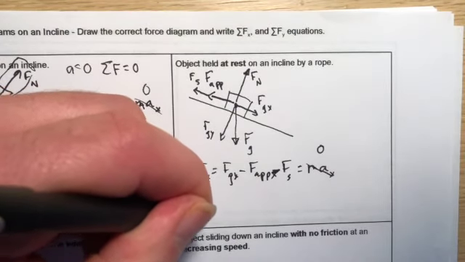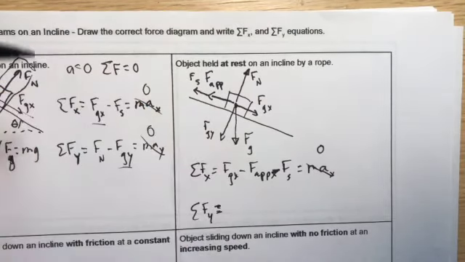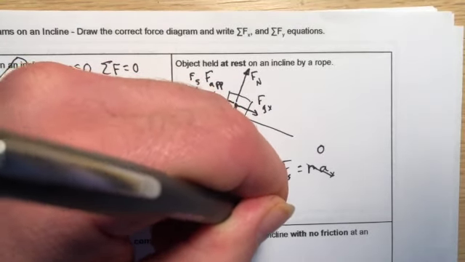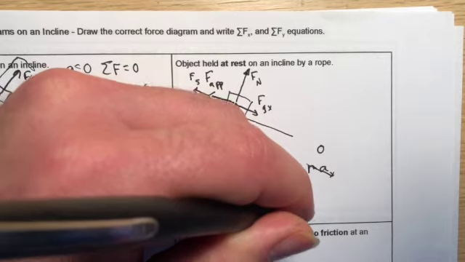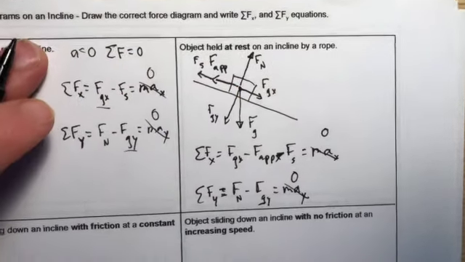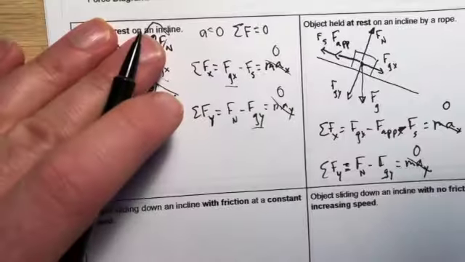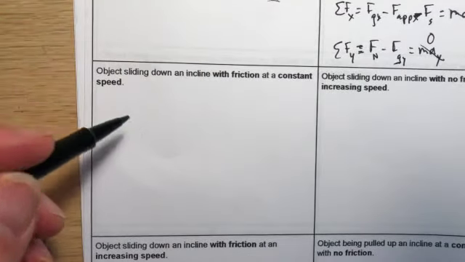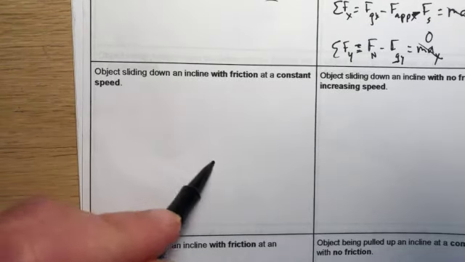In the y direction, we're going to see this a lot. It's basically going to be the same every time. Fn minus Fgy equals may, and that's 0. Okay. All right, moving right along. Next one, we have an object sliding down an incline with friction at a constant speed.